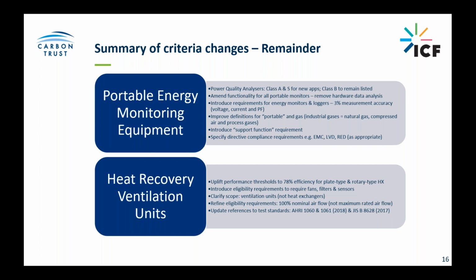On heat recovery ventilation units, we've uplifted the performance thresholds to 78% efficiency for both plate type and rotary type heat exchangers. We've introduced eligibility requirements for the fans and filters and sensors, clarified the scope to position the sub-technology criteria around the ventilation unit, not just the heat exchanger. We have refined our eligibility requirements, so the focus is on 100% nominal airflow and updated references to test standards.